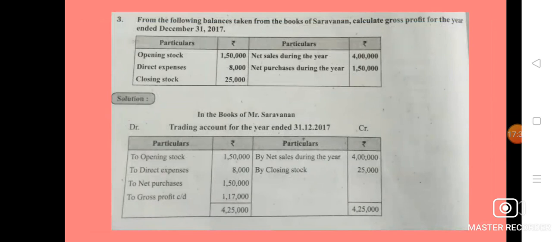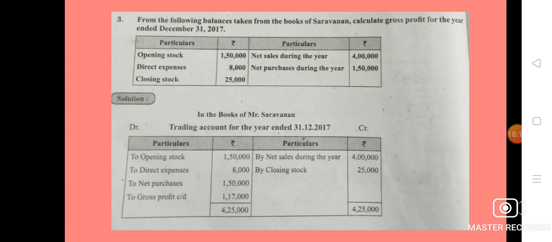Then we will come to question number 3. From the following balances taken from the books of Saravanan, calculate gross profit for the year ended December 31st, 2017. Opening stock 1,50,000, direct expenses 8,000, closing stock 25,000, net sales during the year 4 lakh, net purchases during the year 1,50,000. Net purchases and net sales mean the value of sales and purchases. Okay? So in the books of Mr. Saravanan, trading account for the year ended 31st December 2017.